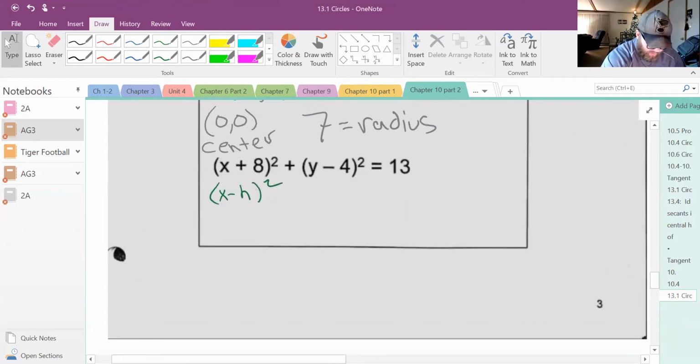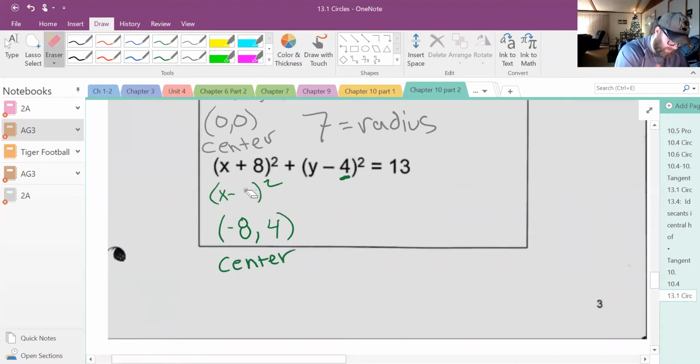So down here, I have x plus 8. So what does that mean about my h? My h is going to be negative 8. Now what's my k? My k is just plain 4, positive 4. Okay, so this really is x minus a negative 8.